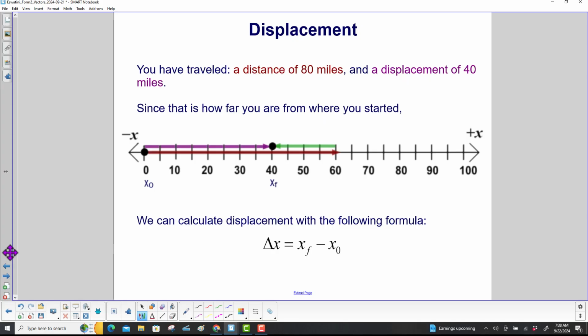You have traveled a distance of 80 miles and a displacement of 40 miles, since that is how far you are from where you started. So what we have here is when you went this way, 60, came back 20, that distance is 80 miles. However, your final position is 40, and your initial position was 0. So you calculate displacement by delta x is x final minus x0. So in this case, it would be 40 minus 0, or 40.